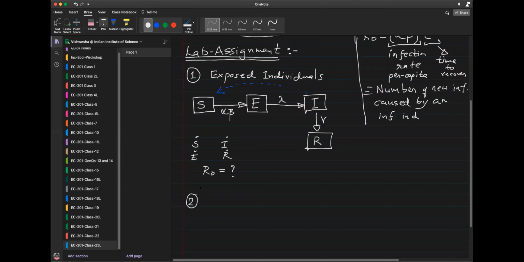Sir, and one more doubt. An exposed individual is someone who has caught the pathogen but can't spread it to others, right? Exactly. That's why we call them exposed individuals. I'm going to use exactly the same word. Had caught the virus or whatever, but is not infectious, which is why the blue arrow goes only from I to S. So this class of models is also called SEIR models.